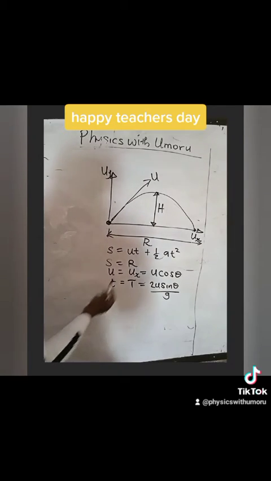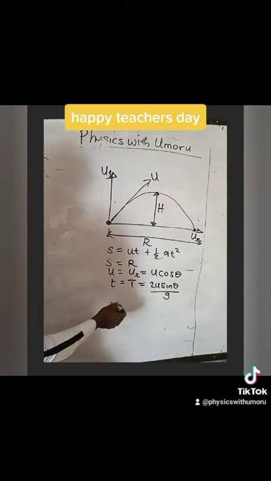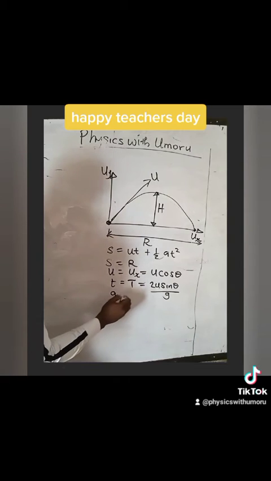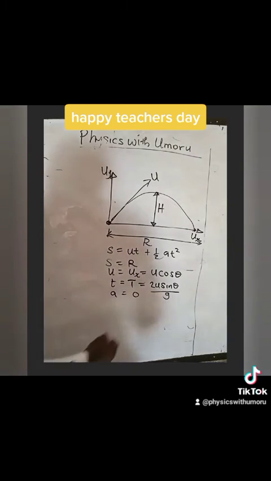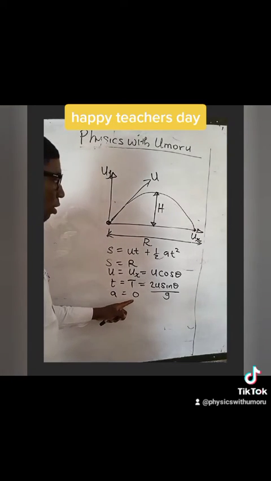Okay, then what else? The acceleration for a projectile is 0. A projectile has a null horizontal acceleration.